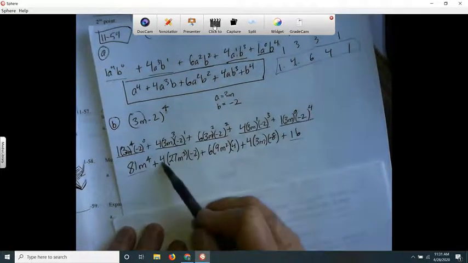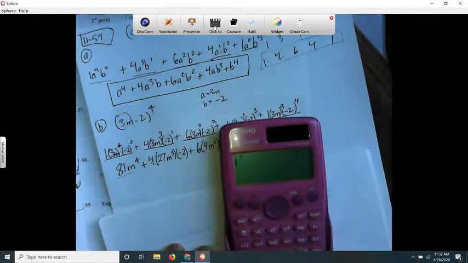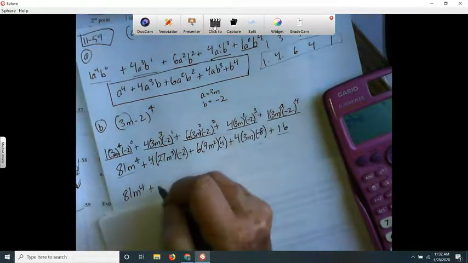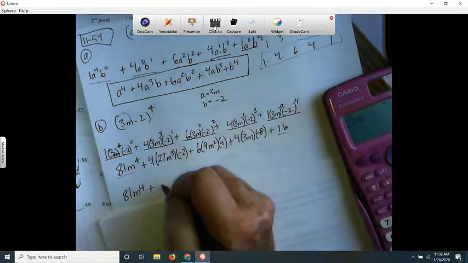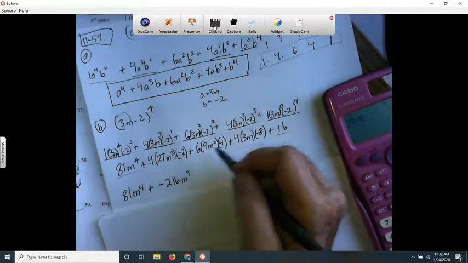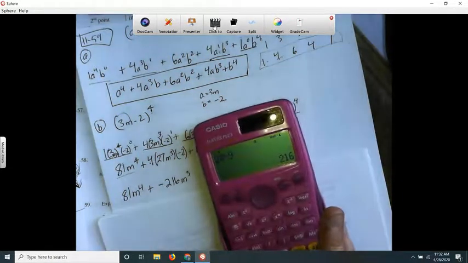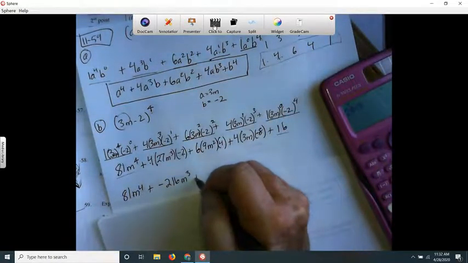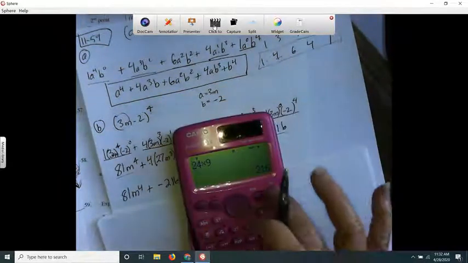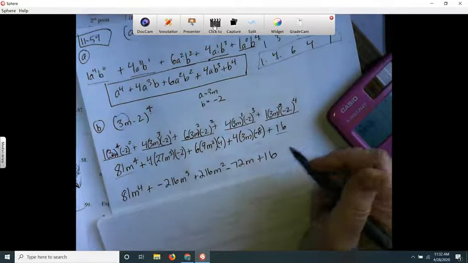So let's take the negative 2 times the 4. Oh, let's get a calculator. That gives me negative 8. And negative 8 times 27 would be negative 216. So I've got 81 m to the 4th. I should have written a minus sign. Okay, 6 times 4 is 24 times 9. That's 216 again. And then 8 times 3 is 24 times 3, 72. I should have written that as a minus.